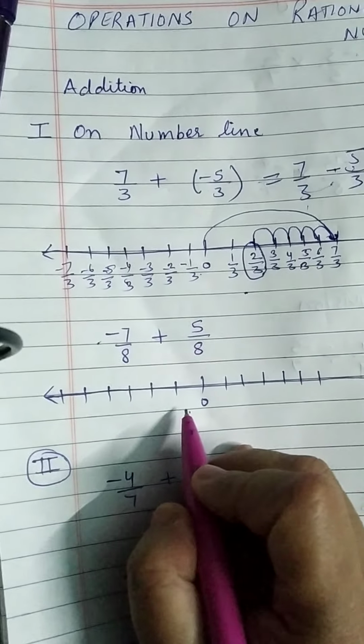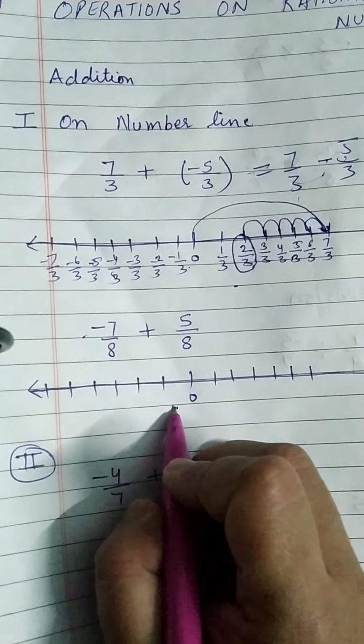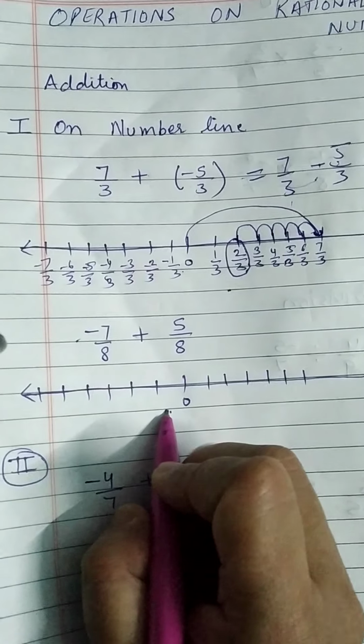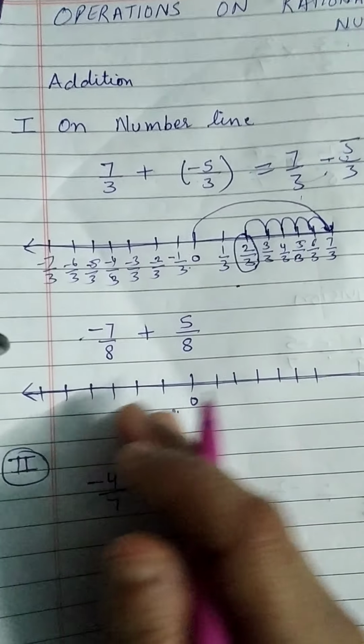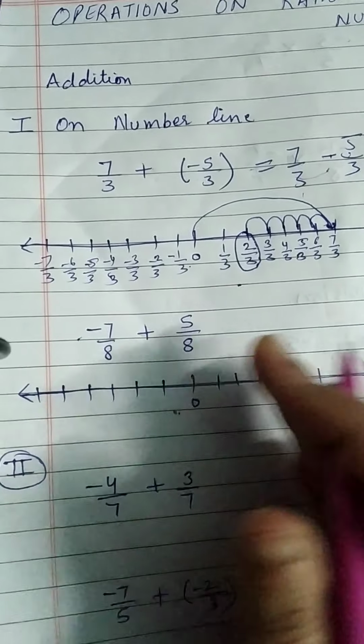Now this question you will do yourself in the notebook. Minus 7 by 5 plus 5 by 8. If it is plus, so from the negative side you will move to the positive side, to the right side.